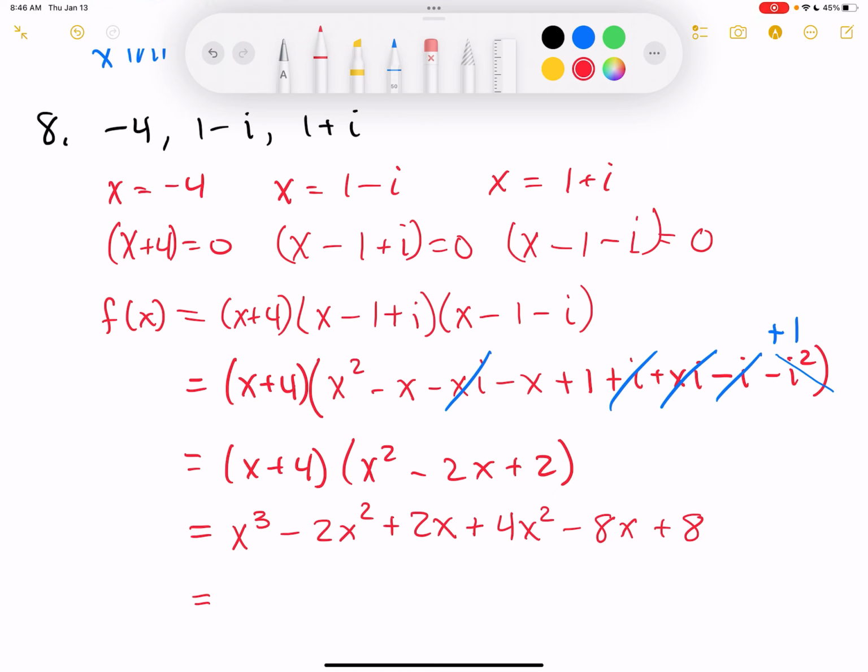Alright, so simplify: x cubed plus 2x squared minus 6x plus 8.